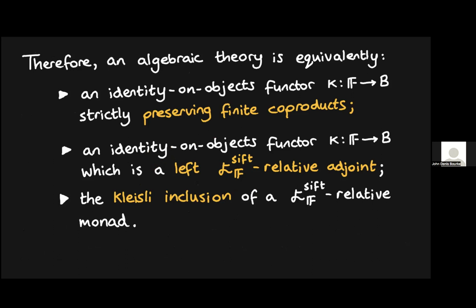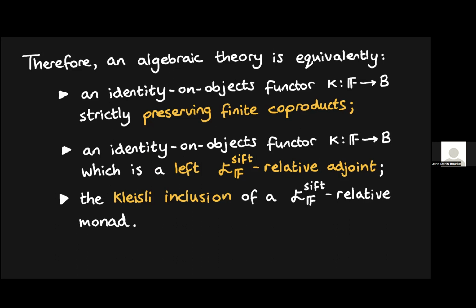So to sum up what I've said so far, we can use these facts to deduce the relationship between algebraic theories and relative monads. In particular, we started with the definition: an algebraic theory is an identity on objects functor from F that strictly preserves finite coproducts. This is equivalent to a functor which is left adjoint relative to the embedding of F into its sifted co-completion. And hence, it's equivalent to the Kleisli inclusion of a monad relative to the inclusion of F into its sifted co-completion.